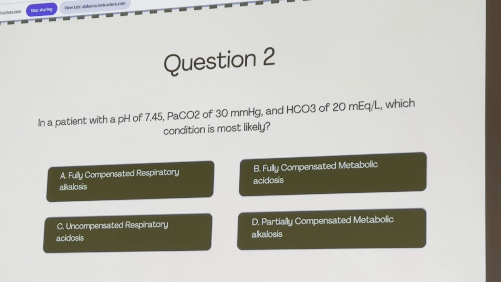Question 2. pH of 7.45, a CO2 level of 30, and a bicarb of 20. Let's take a couple minutes. Let's work on it.